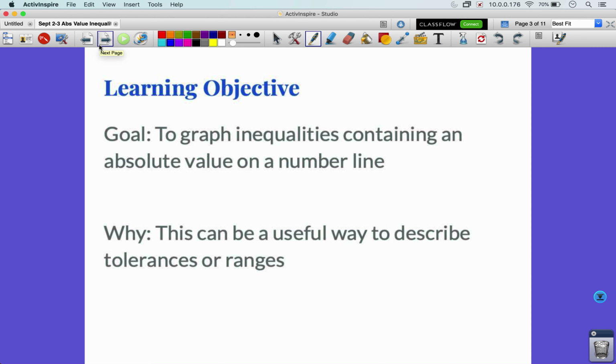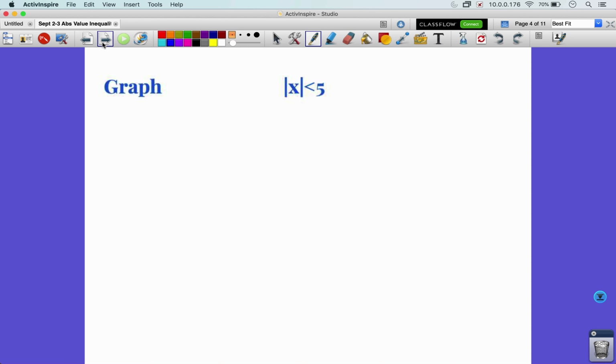Alright, goal for today is to graph inequalities containing an absolute value on a number line. So we're putting together multiple things we've looked at so far, inequalities and absolute values. And this can be a really useful way to describe tolerances or ranges. So we have like an average and then a tolerance, like a plus or minus. Very common thing we see in our day-to-day lives.